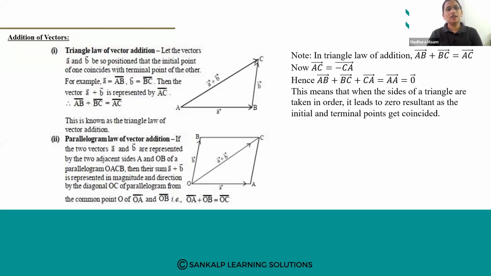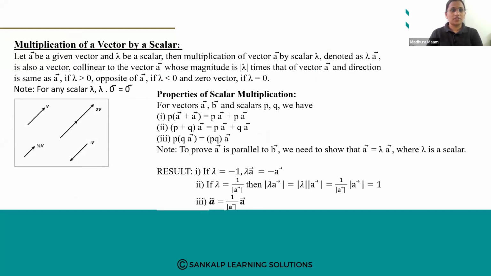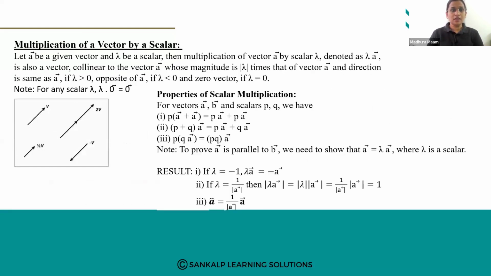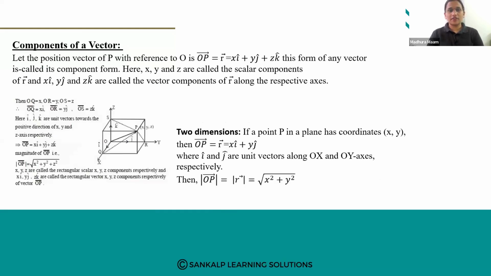Okay, after that we studied vector algebra, that is addition. Two algebra operations we saw. One is addition of vectors, one more is multiplication by a scalar. Okay, so in addition, one triangle law comes and one parallelogram law comes. After that, certain properties of addition and properties of multiplication of a vector by a scalar. Okay, so up to here it is very easy. Next we saw components of a vector. Okay, so we saw how to represent a position vector.